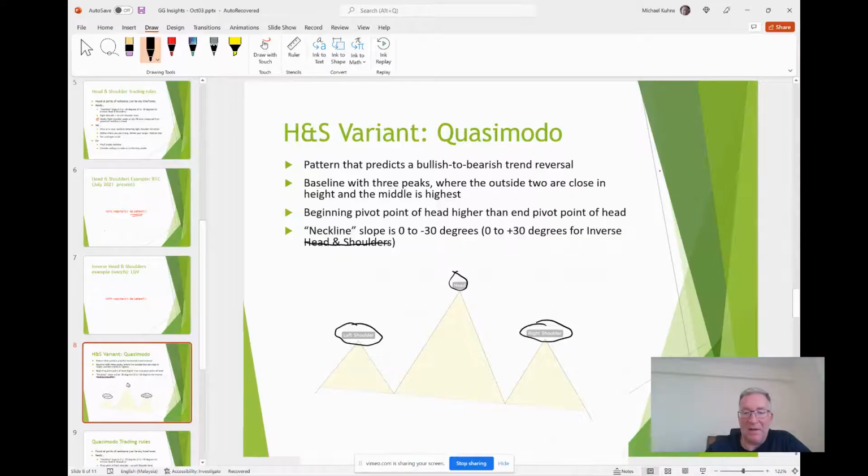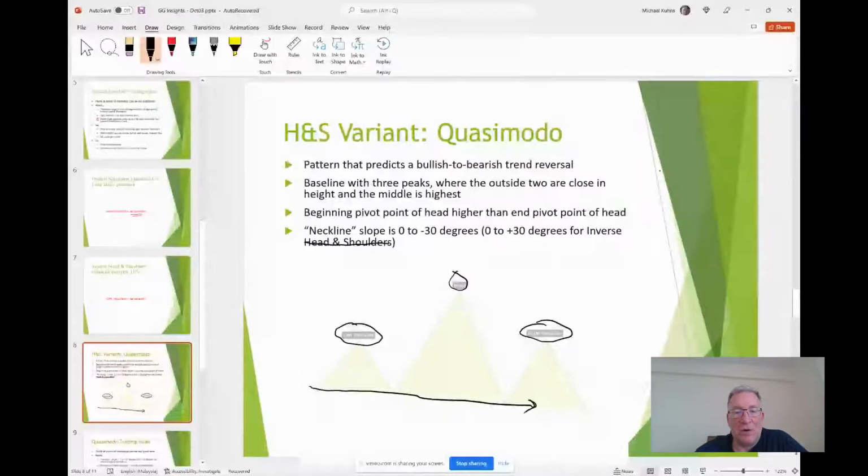But you know that this head and shoulders looking thing is actually sloping down. And the neckline slope in a Kazimoto is 0 to negative 30 degrees. What you really have is a lower low and a lower high compared to the head.